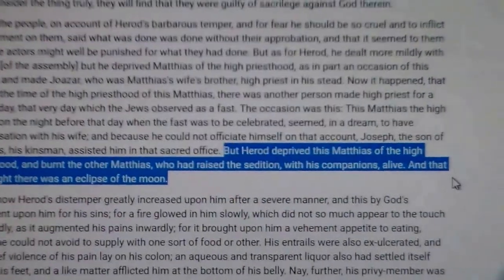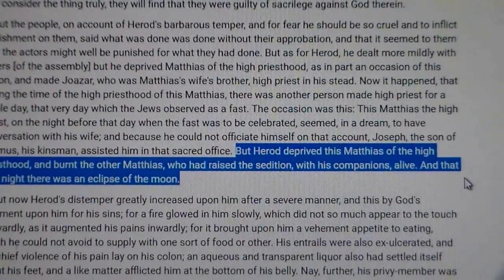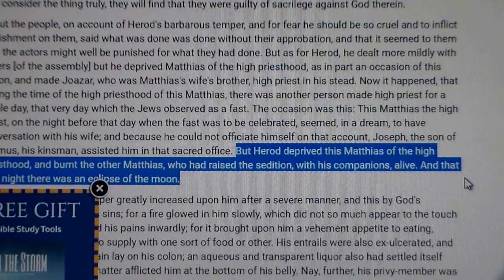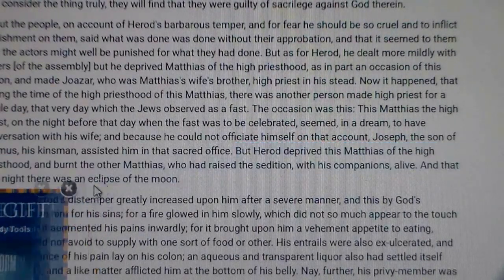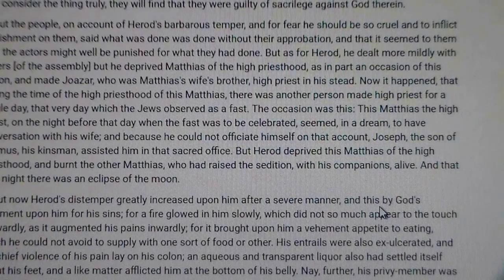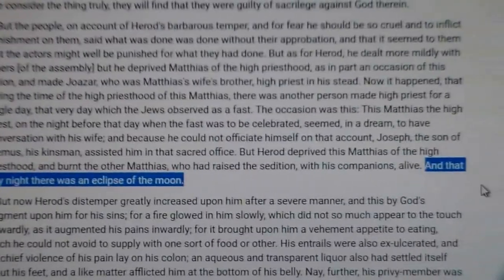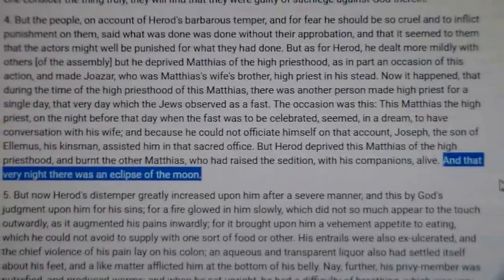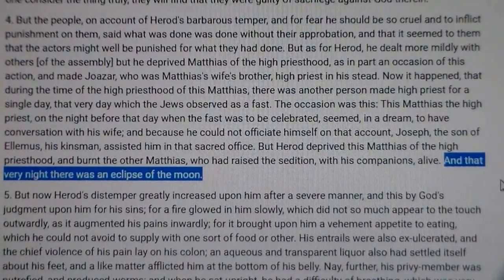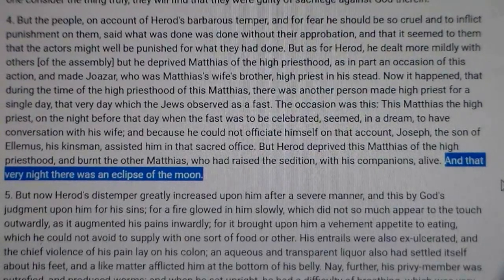It says, but Herod deprived this Matthias of the high priesthood and burnt the other Matthias who had raised the sedition, which his companions alive. And that very night, it says here, that very night there was an eclipse of the moon. So, according to Josephus, right before Herod died, there was a lunar eclipse.